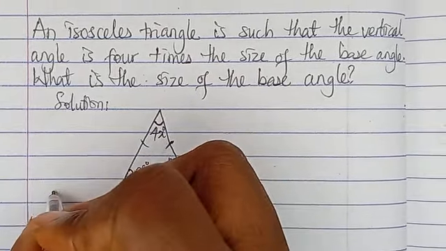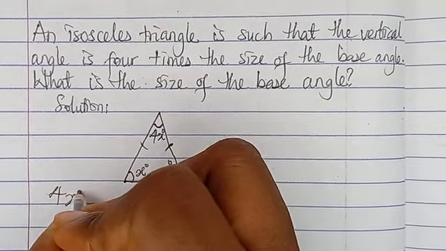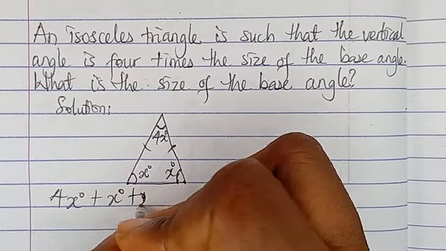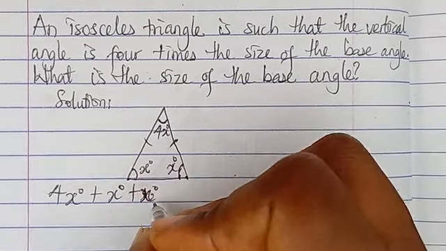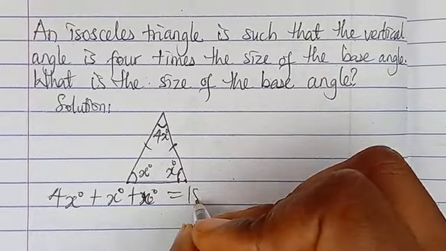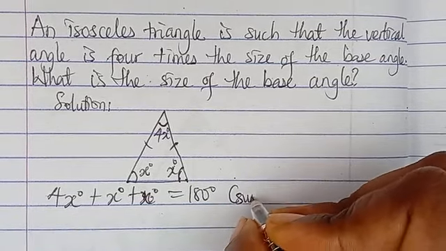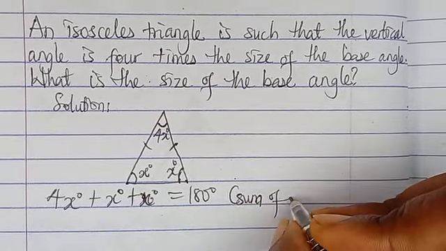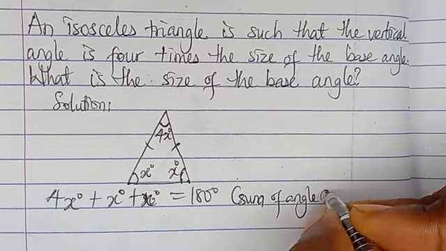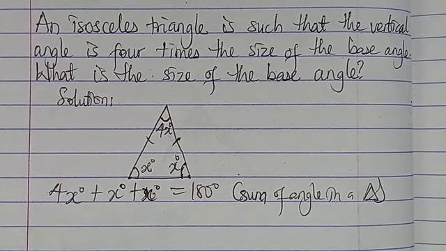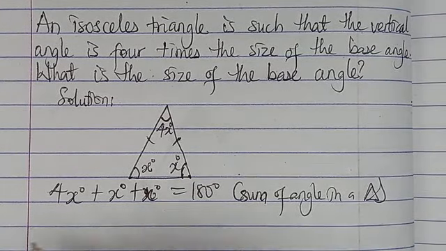Now what we are going to do is to say we know the sum of angles in a triangle are all equal to 180 degrees. So 4x plus x plus x are all equal to 180 degrees. And what's our reason again? Sum of angles in a triangle. That's our reason.